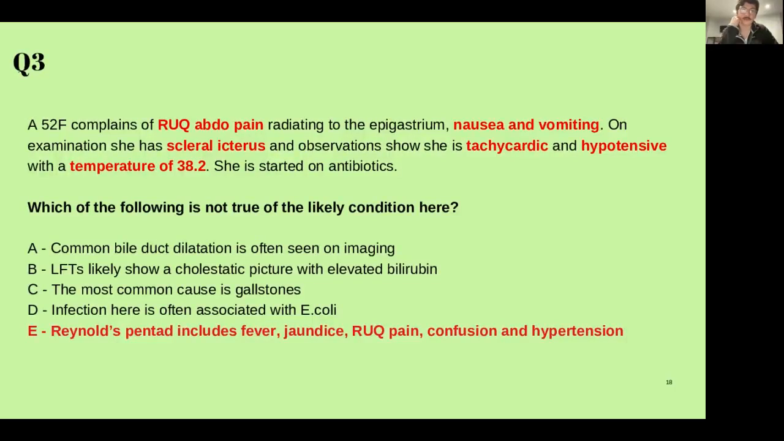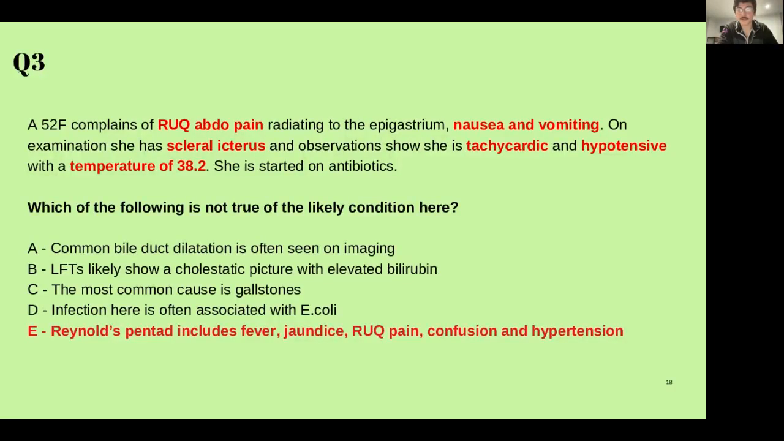Just to clarify, this is cholangitis because you can use Charcot's triad to work that out. Common bile duct dilatation is often seen on imaging. It's usually because the most common cause is gallstones, C, which cause obstruction, blockage, dilatation of the common bile duct. LFTs do show a cholestatic picture a lot of the time with elevated bilirubin because the bile is stuck there and it extravasates into the blood.